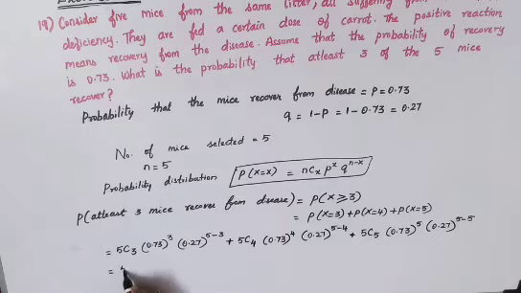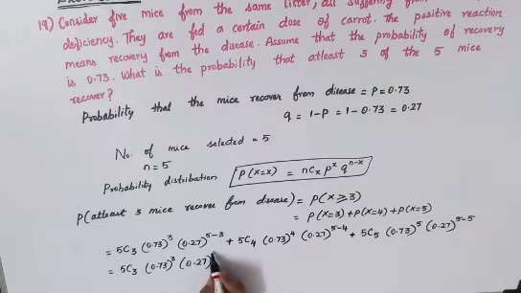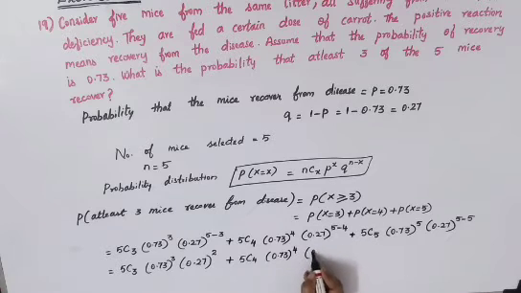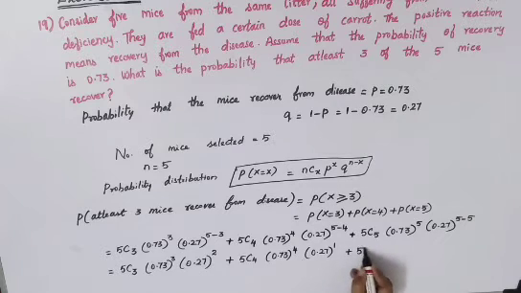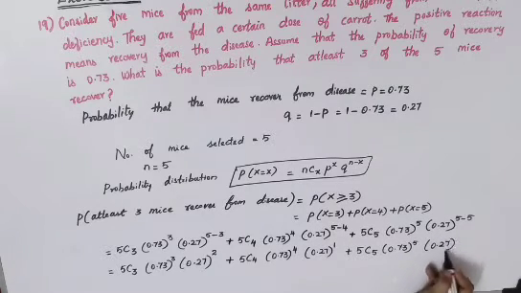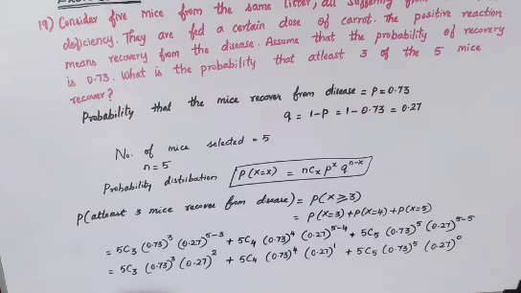This is equal to 5C3 into 0.73 the whole power 3 as it is, that is cube, into 0.27 the whole power 5 minus 3 will become 2, that is the whole square, plus 5C4 into 0.73 the whole power 4 as it is, into 0.27 the whole power 5 minus 4 will become 1, plus 5C5 into 0.73 the whole power 5 into 0.27 the whole power 5 minus 5 will become 0. Okay. Now going to your solving.